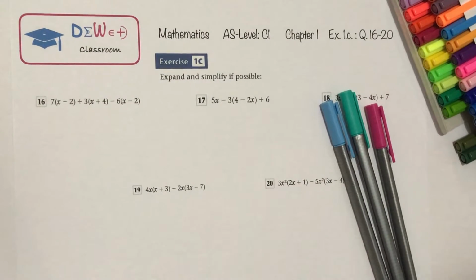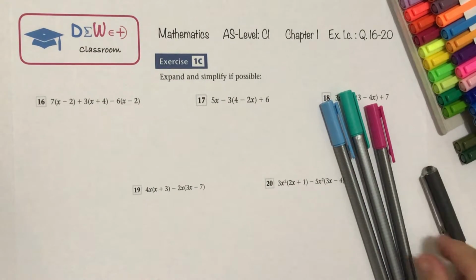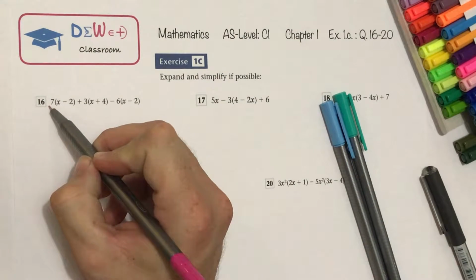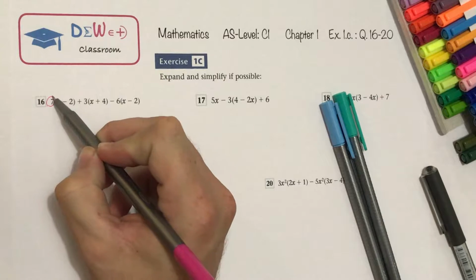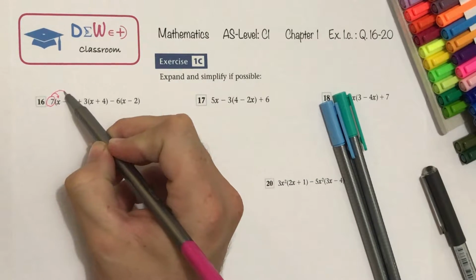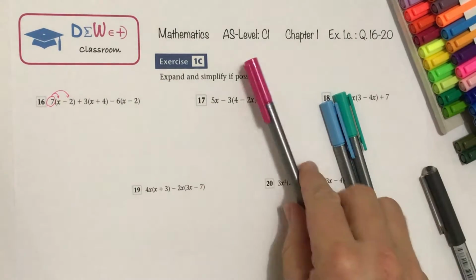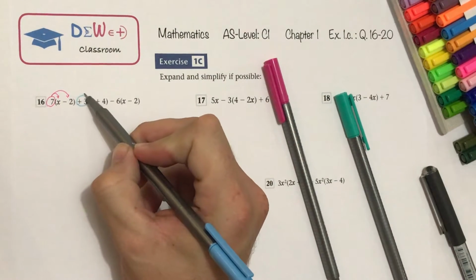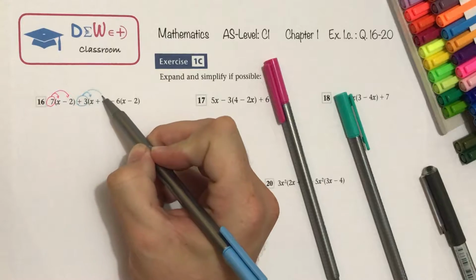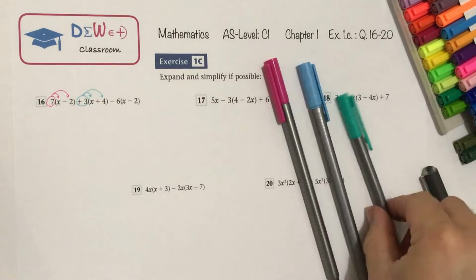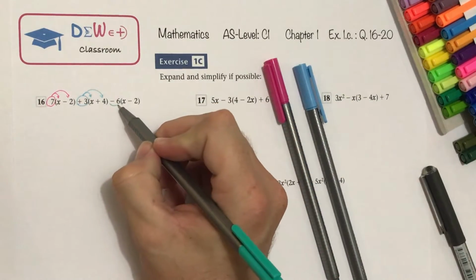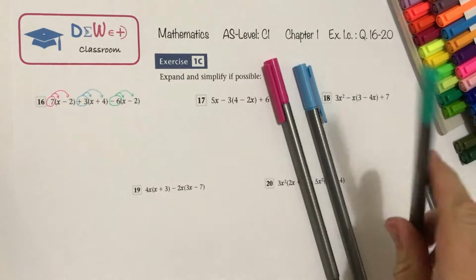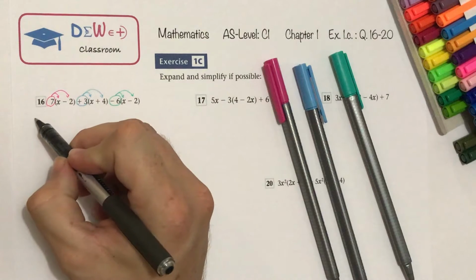When I work with expressions, I like to use different colors as it orders your train of thought. So for question 16, we start with the term outside of the brackets, and it must be multiplied with each term inside of the brackets. And when you use the different colors, you can clearly see which term outside of the bracket goes with which set of terms inside of the bracket. So here we have three different colors, three different calculations.